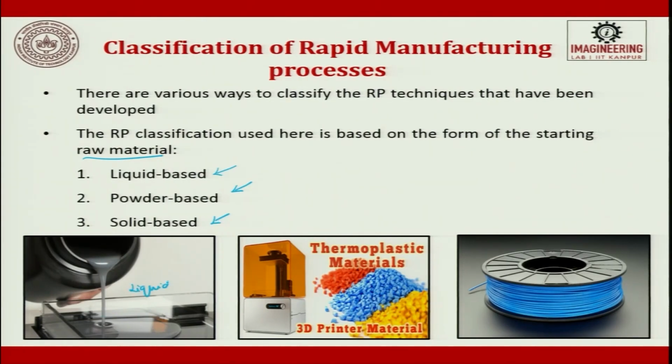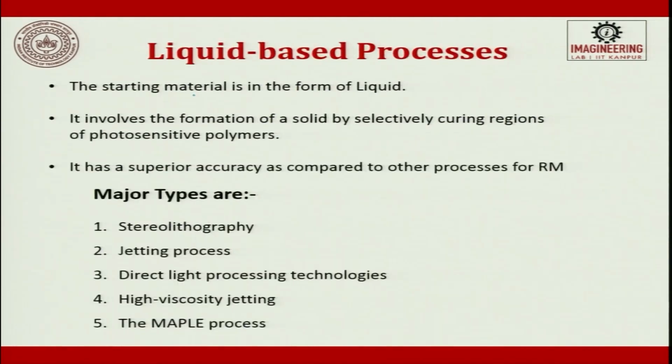You can think of a silicone or an elastomer. You can think of ABS and other thermoplastics, and you can also think of solid which is in the wire form. So, that starting material is in the form of a liquid.